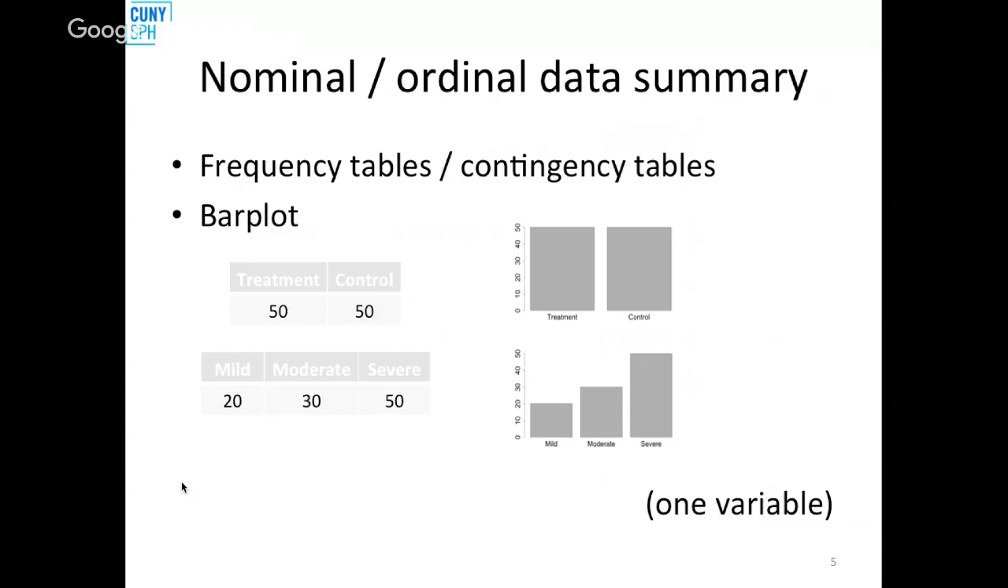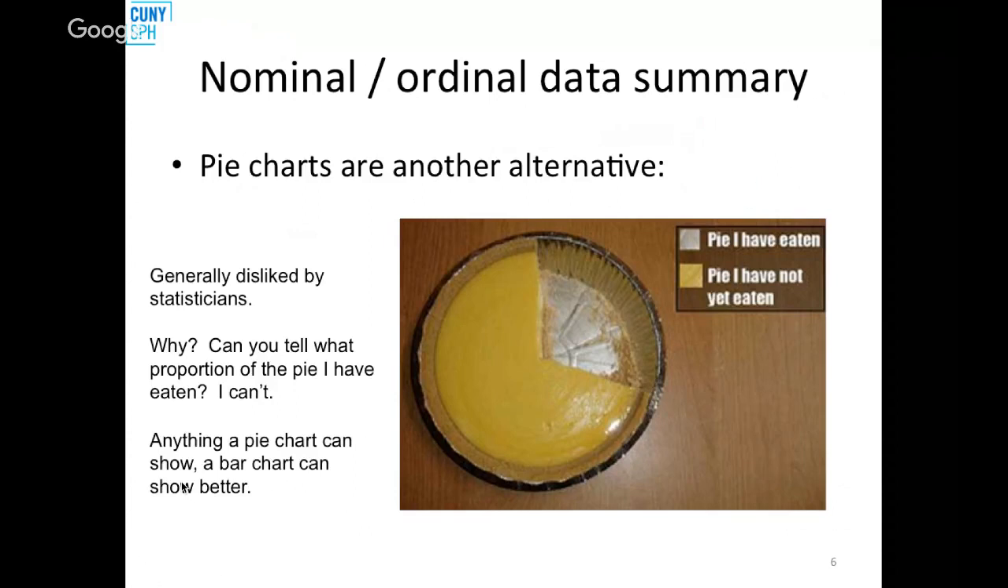We learned for the nominal and ordinal data that you could use frequency tables or contingency tables, which is just a table listing the number of counts or percentages for each of the categorical possible values of the variable, and bar plots, which is a graphical summary of the same things. Those are descriptive descriptions, well, numerical descriptions of categorical variables.